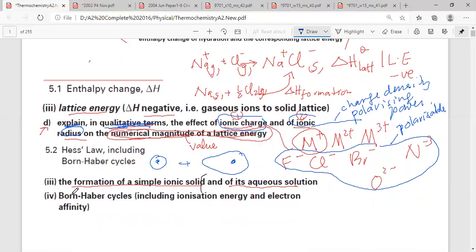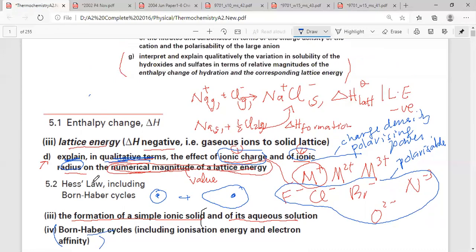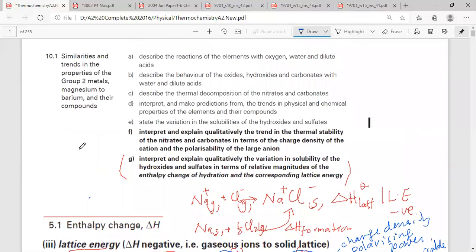Now I want part 3. Formation of simple ionic compounds, we are done already. Now formation of simple ionic compounds and their aqueous solution. For this one we are done already with the Haber cycle. So part 3 is connected to number 10 here: interpret qualitatively, and also quantitatively, no.